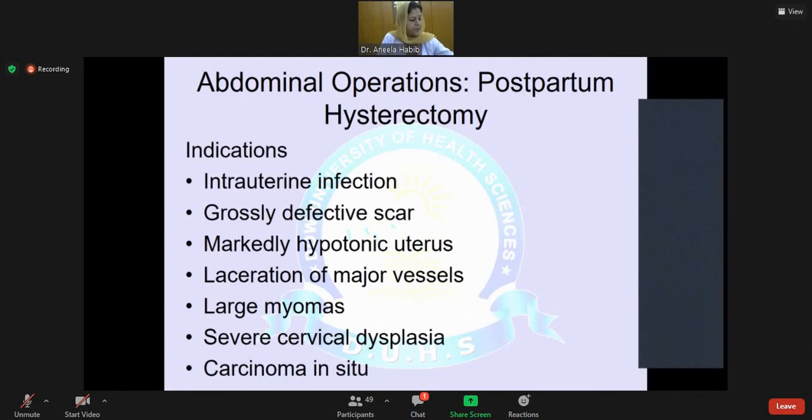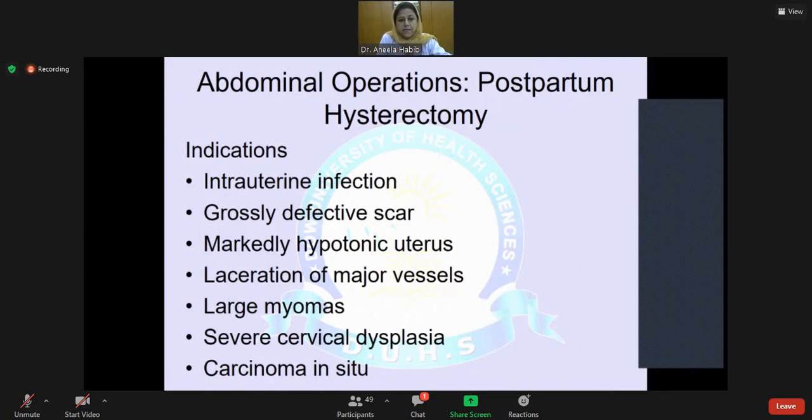And now postpartum hysterectomy. This is an indication like when the patient went into PPH and developed a relaxed uterus. Sometimes, to save the life of the patient, you need to take the uterus out. You have done all the methods to stop that bleeding, but still the patient is bleeding and the uterus is relaxed, and you have taken a decision to take the uterus out to save the life of the patient.